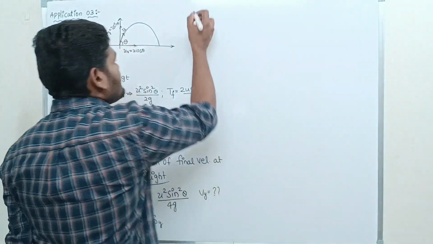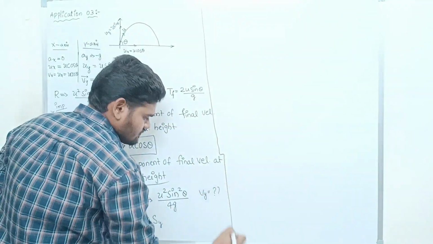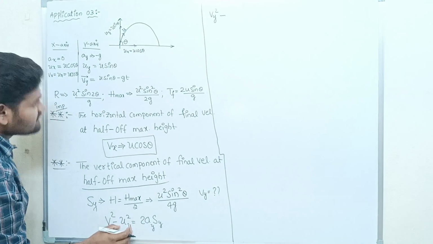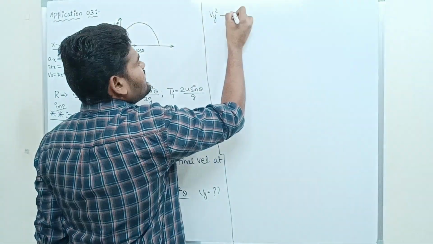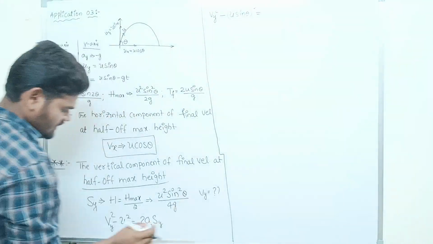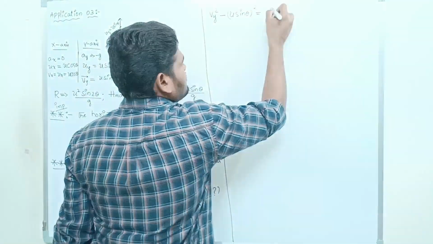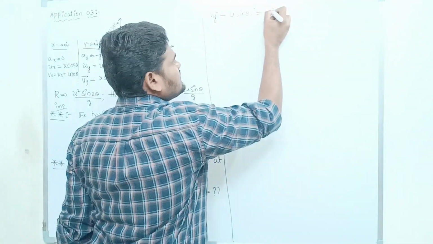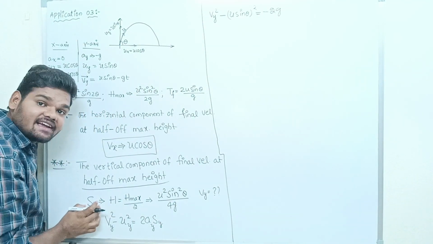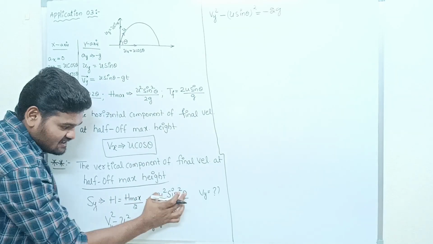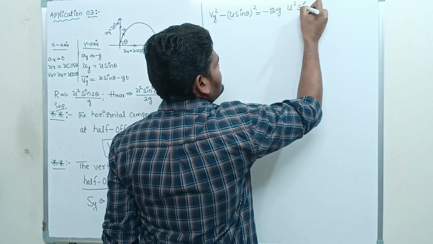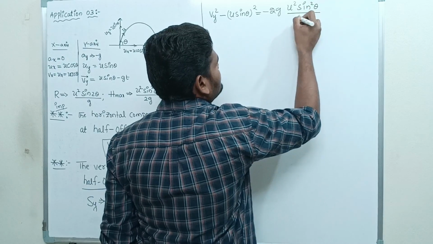So have a look. vy square minus uy square. What is uy square? u sin theta whole square. That is equals to 2 into ay, minus g, into sy. What is sy, the displacement along the vertical direction? It is u square sin square theta by 4g.